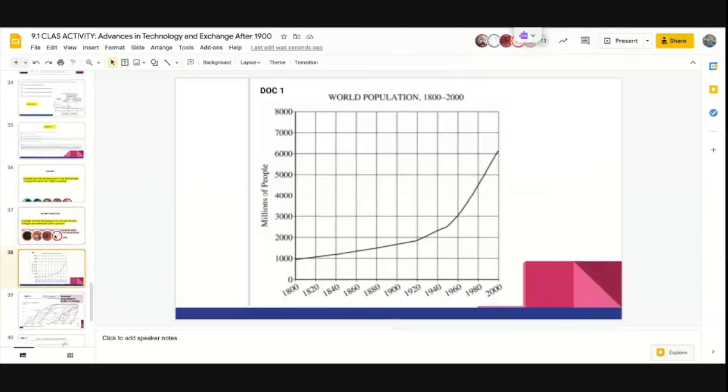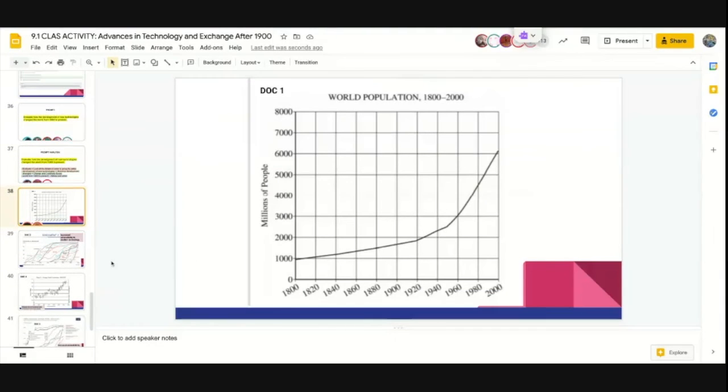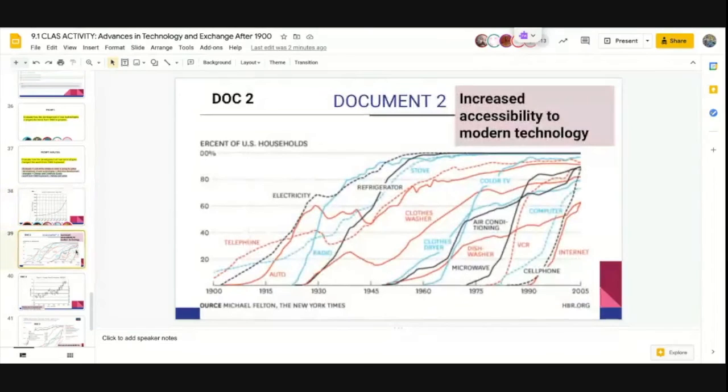Everyone, slide 38. World population. World population 1800 to 2000. They want me to do 1900 to the present. It dramatically increased. 1900, 1.5 billion. The year 2000, we're at 6 billion. That's change. All right.